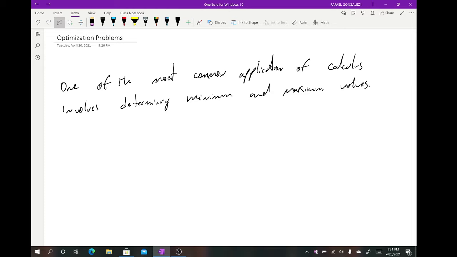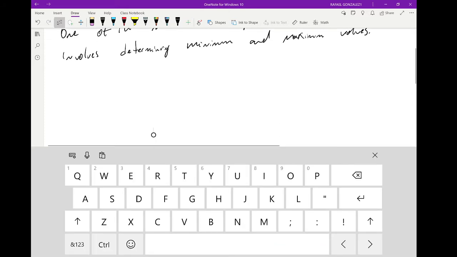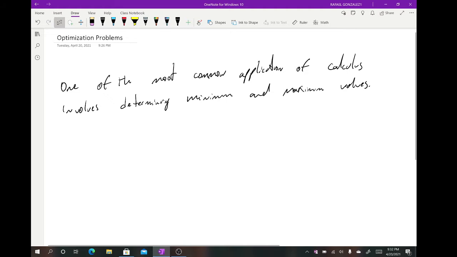Now, to find maximum and minimum values of a problem, you have to follow some guidelines. And I'm going to do first a motivational example, then I'll give you the guidelines, and then we'll do an example or two more. And that hopefully will be enough for you to understand the main ideas of this section. So first of all, let's start with an example.